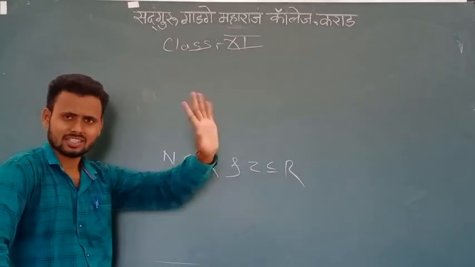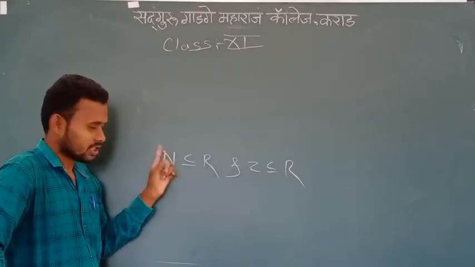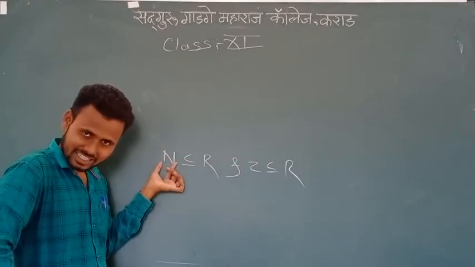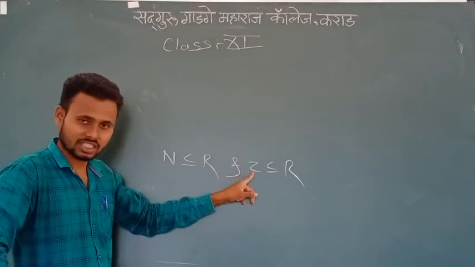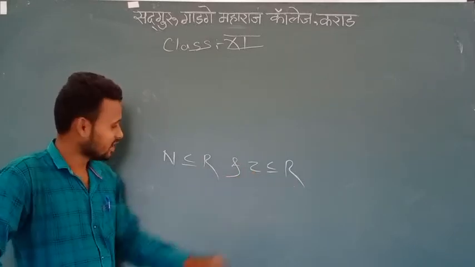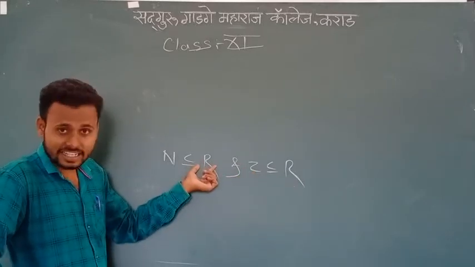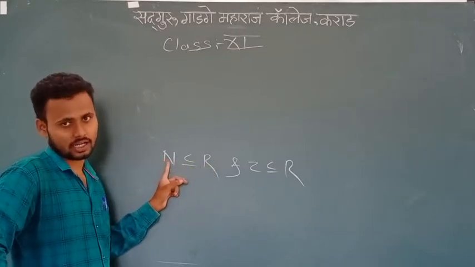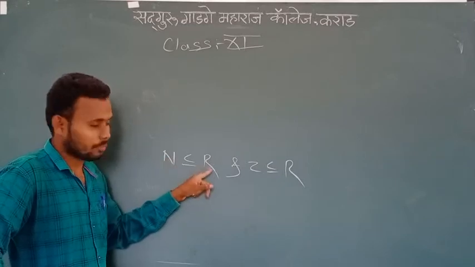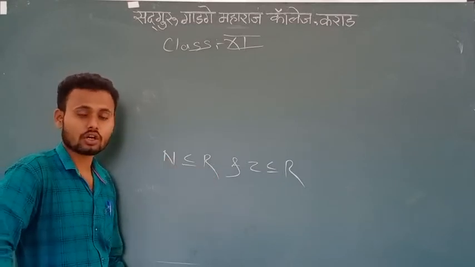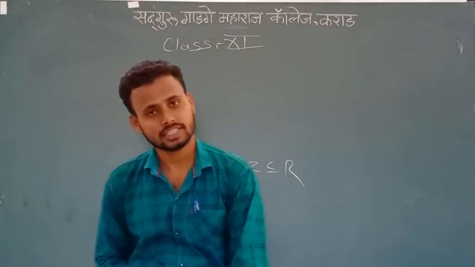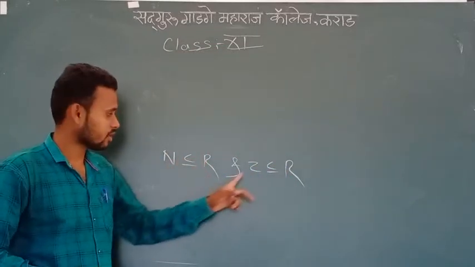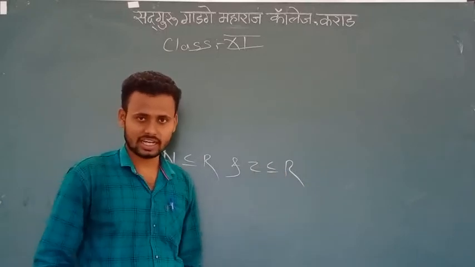Simple universal set definition: here the set of natural numbers is a subset of R, and the set of integers is also a subset of R. Therefore we say that the set of real numbers is the universal set of the natural numbers and the set of integers. Condition: the natural numbers are a subset of the real numbers, and the integers are also a subset of the real numbers.